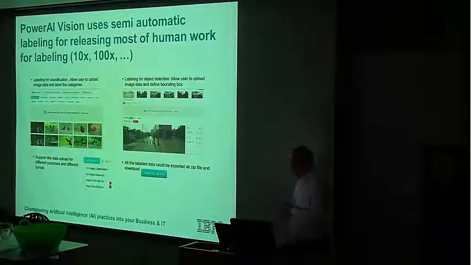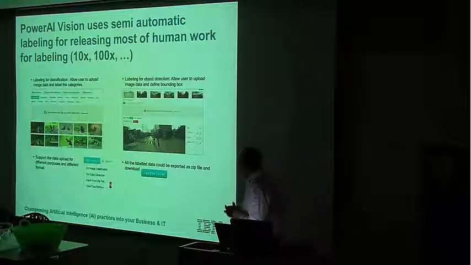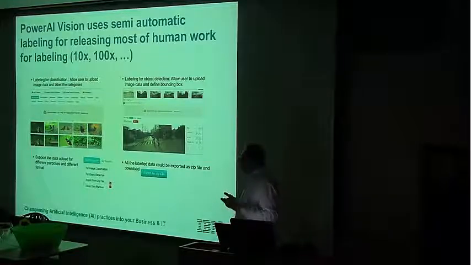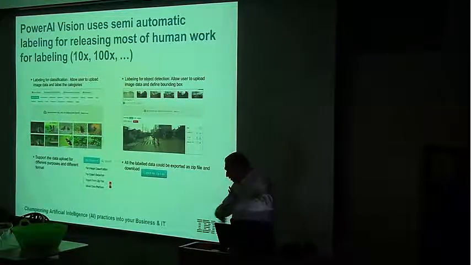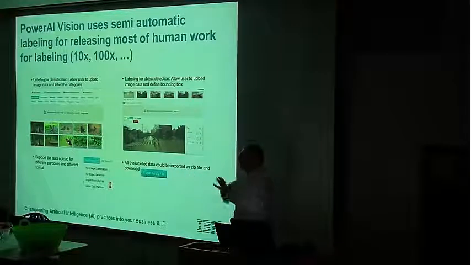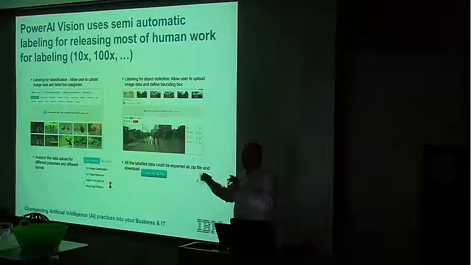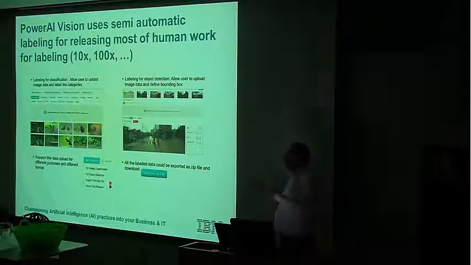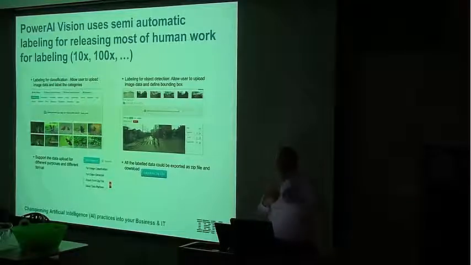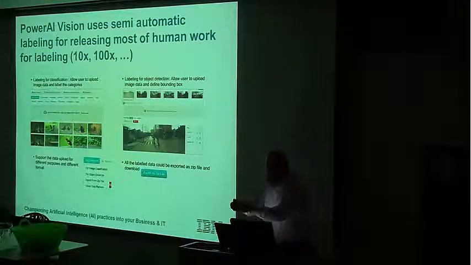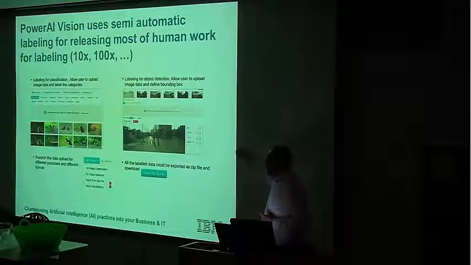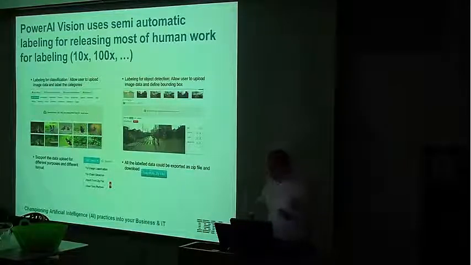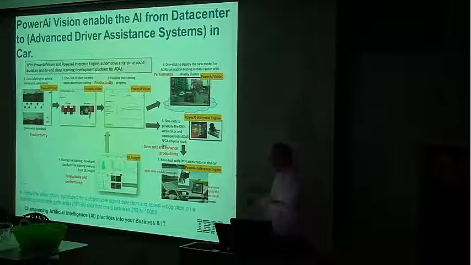So the first thing that Power AI Vision will help you with is a kind of semi-automatic labeling. You just need to label one or two images, then for all the images that you have, it will start proposing to you how to label them, and you correct. So the automatic, or semi-automatic, labeling is an important step where you need to get your knowledge to the system. And by this semi-automatic labeling, you can decrease your time by 10 times or 100 times. It is something important.